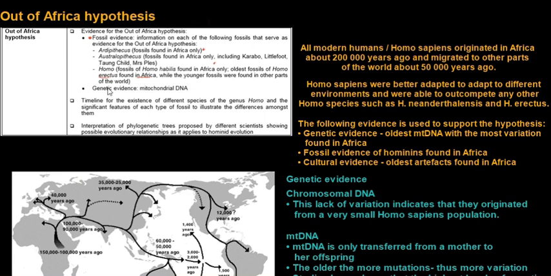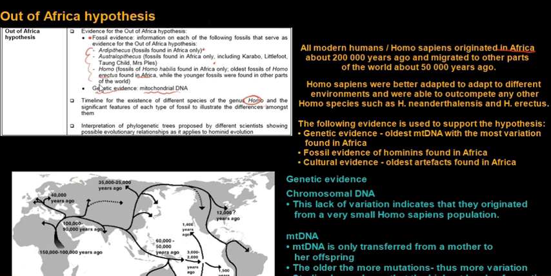So these all support the out of Africa hypothesis, combined with genetic evidence, which is mitochondrial DNA, which we spoke about in the previous video. Then the timeline of the existence of different species of the genus Homo we just did before we scrolled over to this side. So what is the out of Africa hypothesis? It says that all modern humans, or Homo sapiens, originated in Africa about 200,000 years ago and migrated to other parts of the world about 50,000 years ago.